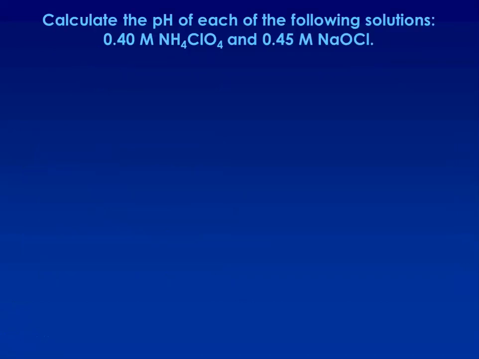0.40 molar NH4ClO4 and 0.45 molar NaOCl. So we're going to take one of them at a time. If we look at NH4ClO4, we know that that cation is coming from a weak base, so that is going to be weakly acidic. And then the ClO4 minus is coming from a strong acid, so that's not going to have an impact on my pH.